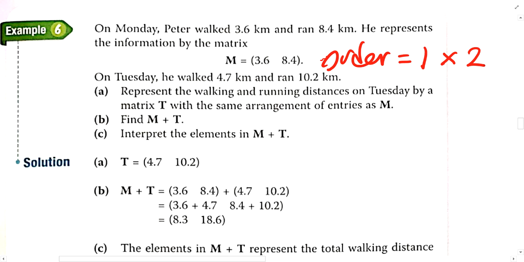Always row then column. So on Tuesday, he walked 4.7, ran 10.2. Represent with matrix T. So simple, just transferring information only. M plus T. Even though it is just 1 row, you still need to put in your brackets to indicate that there are matrices. So put that one inside, get the answer. Straightforward. Interpret. This is the one that sometimes students are not confident of. You just need to do it logically.